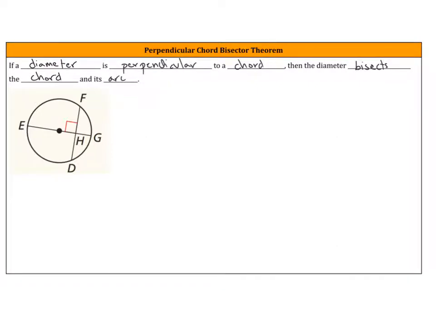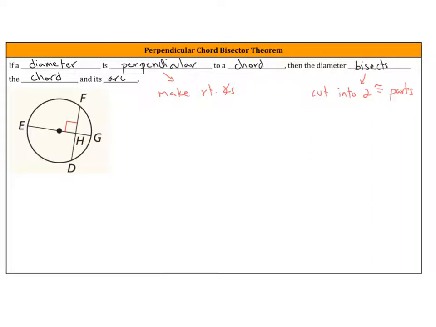Now, two very important vocabulary words you have to remember. Perpendicular means that we have two lines, line segments, rays, any of those, two of those, and they make right angles, okay? And then we also have this word bisects, which means to cut into two congruent parts.